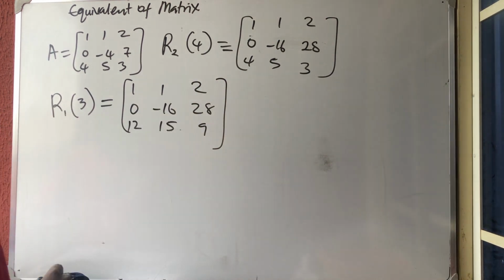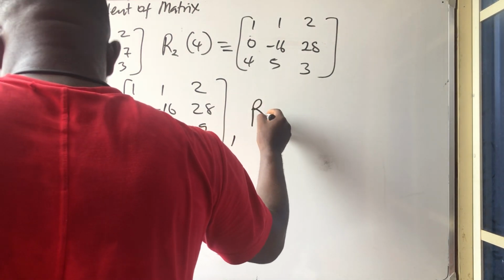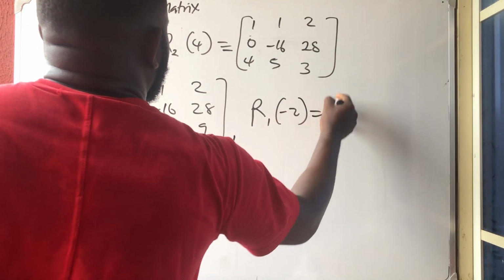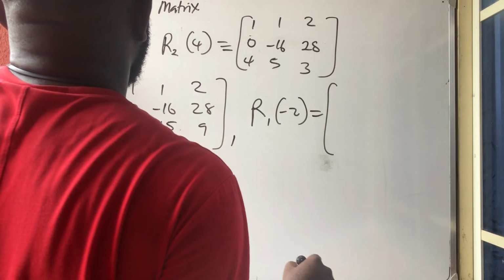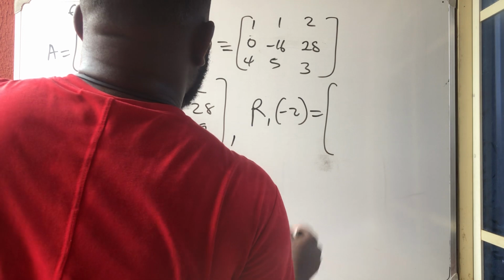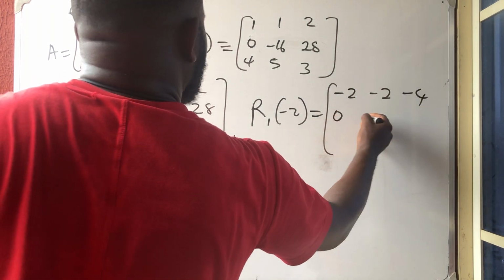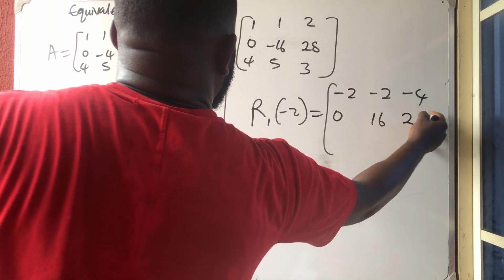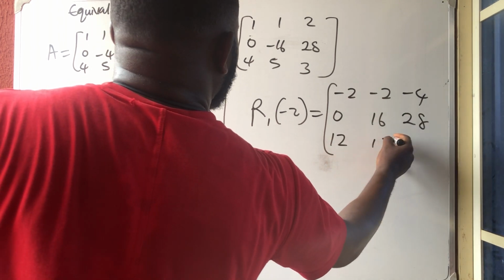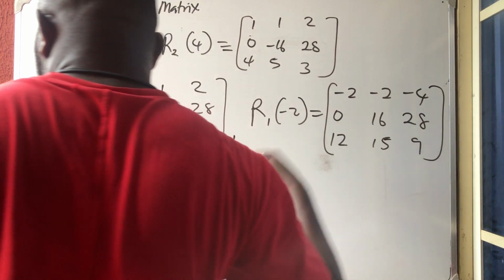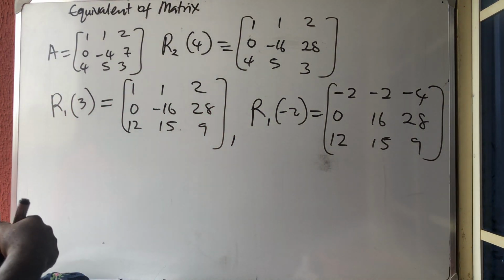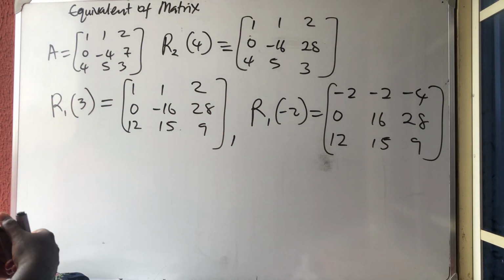Okay, so then finally we now multiply row 1 by minus 2. To multiply row 1 by minus 2, we take row 1 times minus 2 from the last answer. Minus 2 minus 2 minus 4, 0 16 28, 12 15 9. Okay, so we have this, and then also the following matrix obtained in A, and they are equivalent.